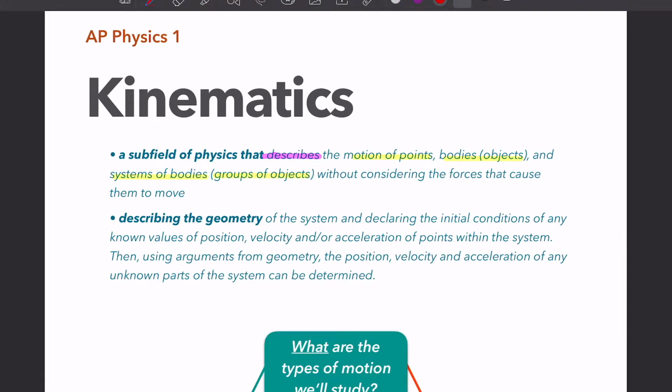So we say that kinematics deals with what the nature of the motion is. Other subfields get into explaining why. That's reserved for other subfields.